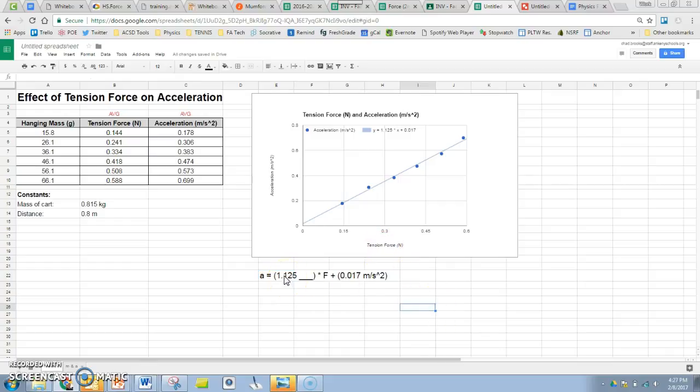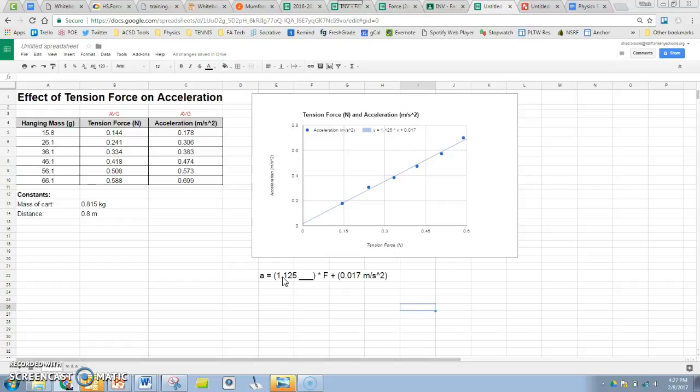All right, so that is the relationship based on our data between tension force and acceleration. I want to understand that a little bit better though. I don't want to say, well, the slope is 1.125, as the tension force goes up by 1, the acceleration goes up by 1.125. I want to figure out a meaning for that.